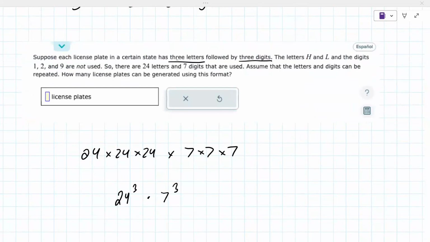If you're not sure what I mean by that, don't worry about it. Just do it the longhand way. So this ends up being 4,741,632, and we have reasonableness for our answer. That's really important. Yeah, it's a lot of license plates, but we have a lot of people that drive.